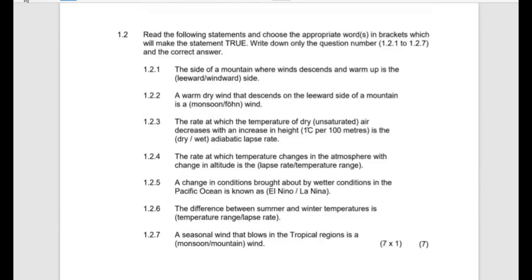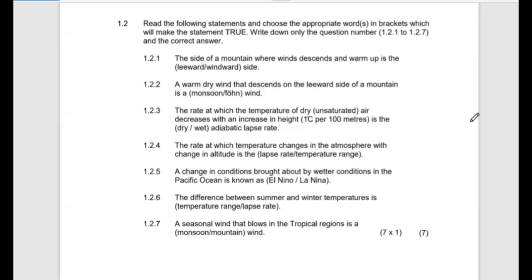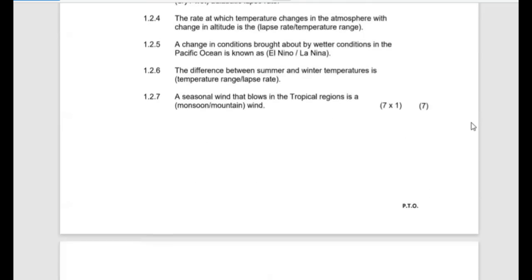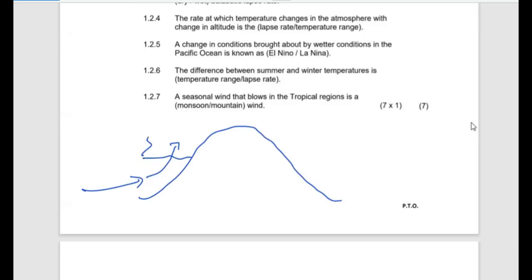Right. Then we move on to the next item. The side of a mountain where winds descend and warm up is the dash side. We are looking at two sides of a mountain. If this is a mountain, let's say this is the side where the wind comes from. It is forced to rise. There is condensation that is going to take place. Clouds do form, and the wind continues going down.